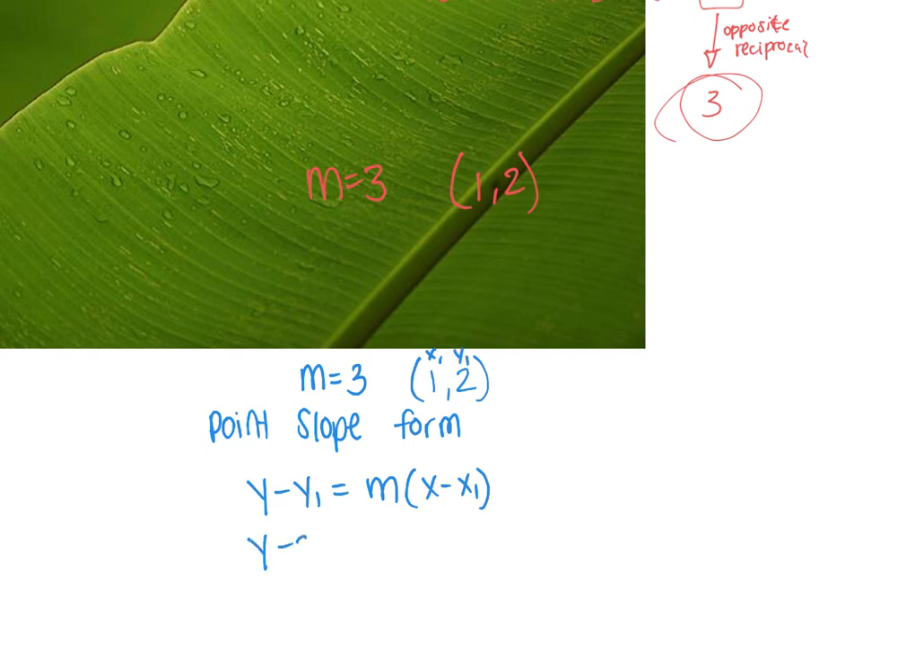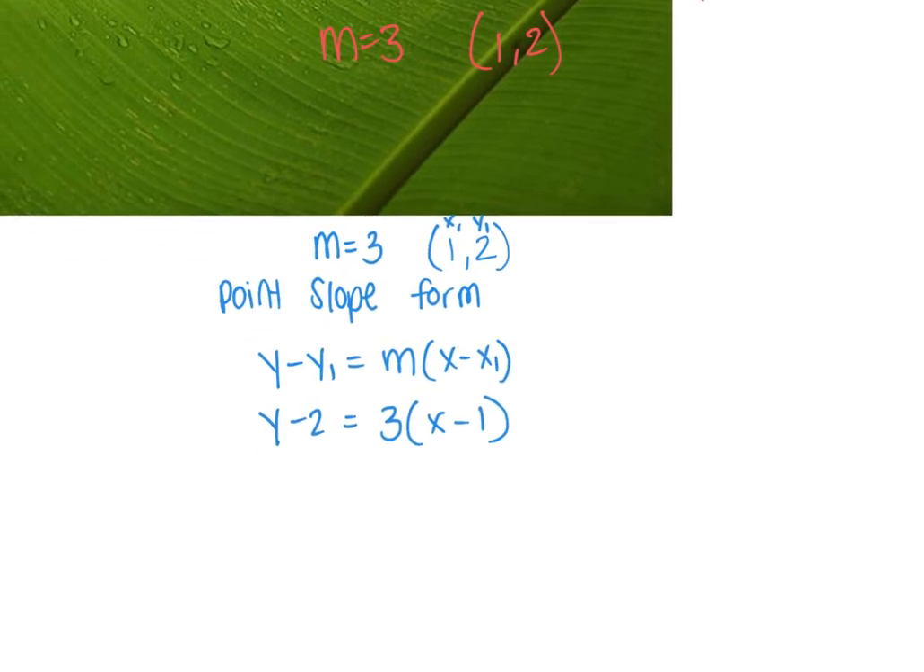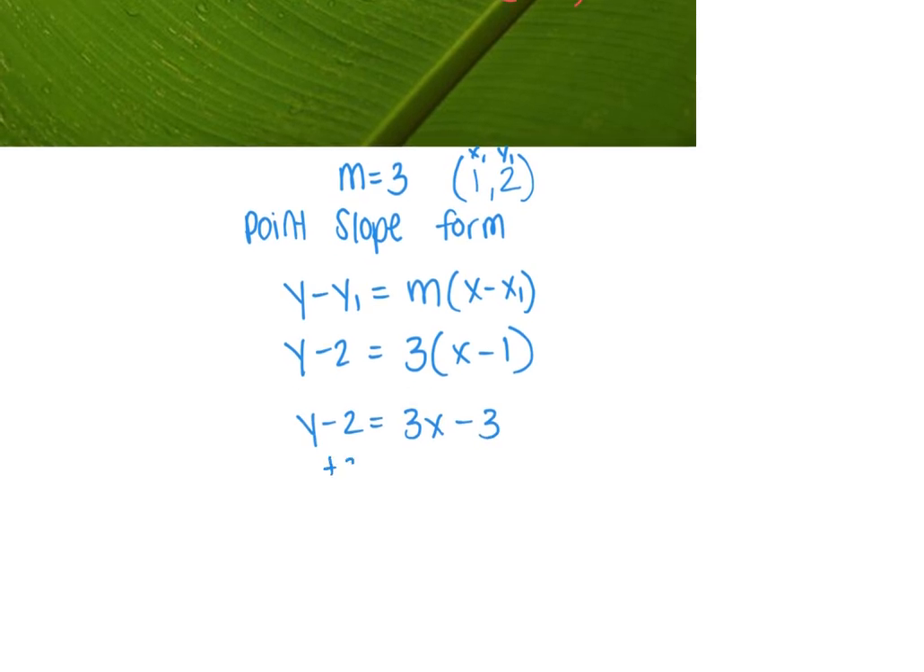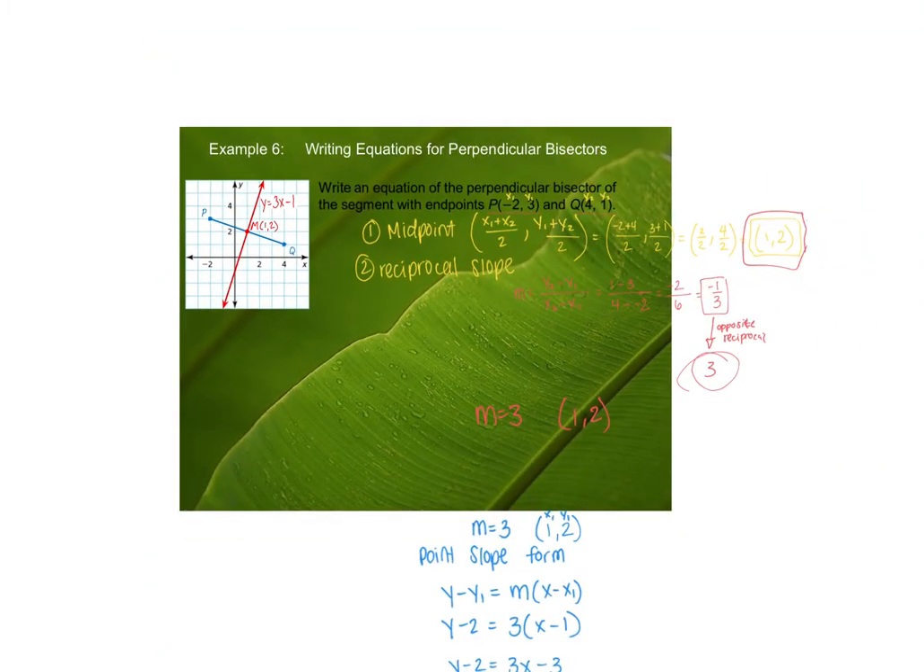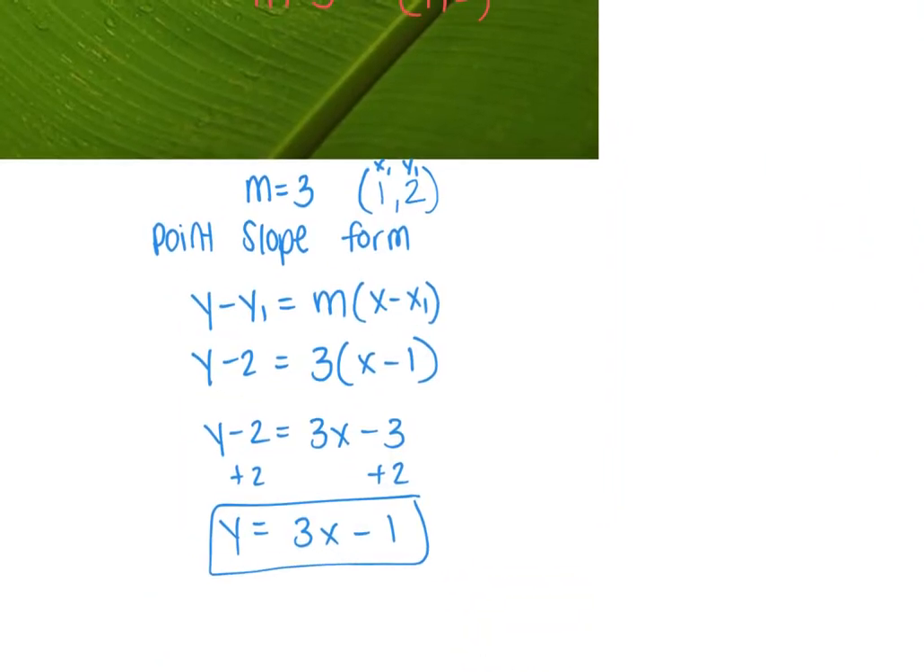You'll get y minus 2 equals m, which is 3, times x minus 1, okay? Then you're going to distribute the 3, because you need to change this into slope-intercept form. You're going to get y minus 2 equals 3x minus 3. We distributed the 3 to both terms, and then you're just going to add 2 to both sides. And you're going to get y equals 3x minus 1. And that is your final answer, okay? This is the first method you could use, and that matches what we got, okay? That's the equation of our perpendicular bisector, okay?